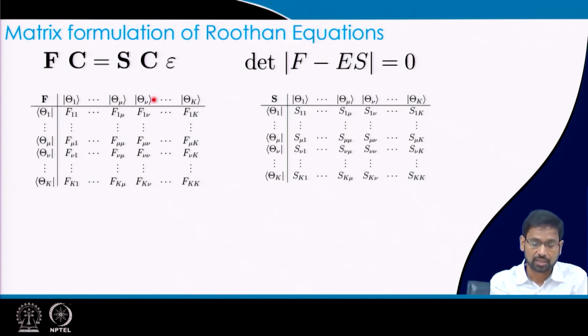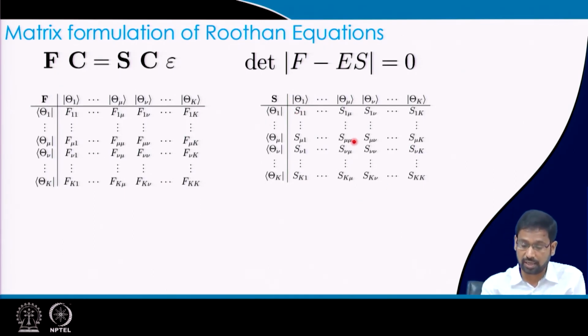So, here I have the basis functions theta 1 to theta k, theta 1 to theta k. I would have the matrix elements F11, F12, F1k, and these are the diagonal matrix elements. The moment I choose a set of basis functions theta nu, I would immediately be able to construct this Fock matrix.